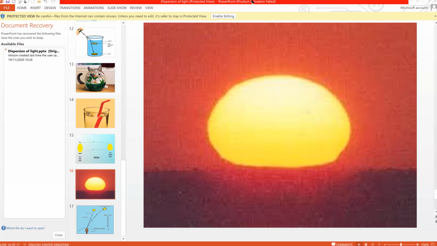The density of air in the atmosphere is greater near the surface of the earth. In the atmosphere, you know very well, air is there. The atmosphere is made up of air. So the density of these air particles in the atmosphere is greater, is more, near the surface of the earth. That's the reason the magnitude of refraction, or the bending of light rays, gets increased.